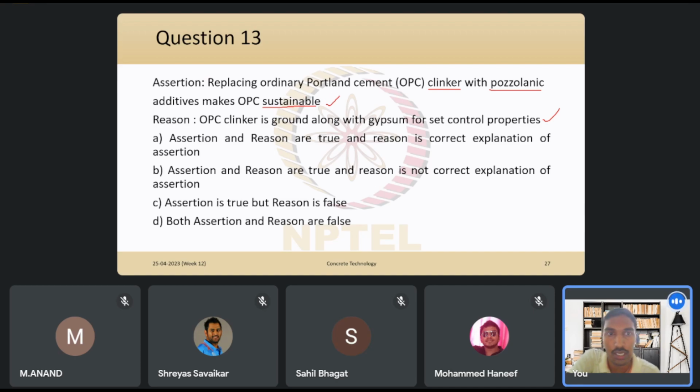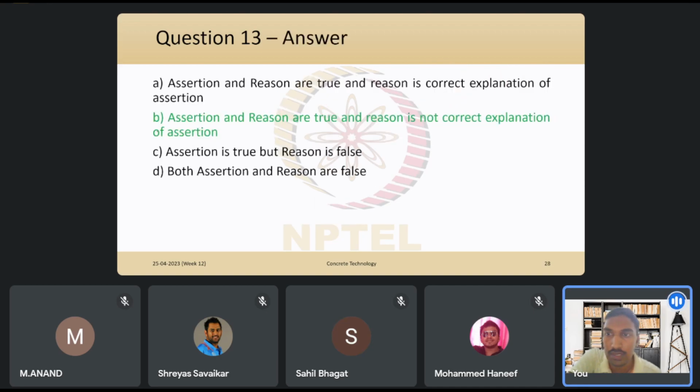In two, we are talking about addition of gypsum for controlling the setting property. But in one, we are talking about replacing clinker with pozzolanic material, from the sustainability standpoint, right? So these two are totally unrelated, as we can see. It is very obvious, right? Because set property has nothing to do with sustainability or pozzolanic material addition to clinker. So the reason is not explaining why the assertion is true. Therefore, the right option is B: both the statements are true, but the reasoning is not an explanation given for the assertion. So B is the right option.